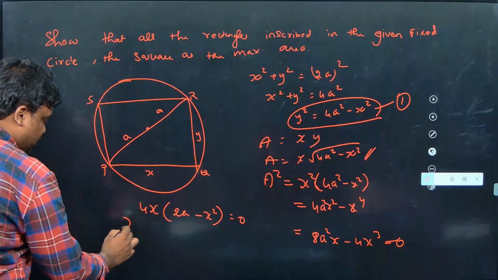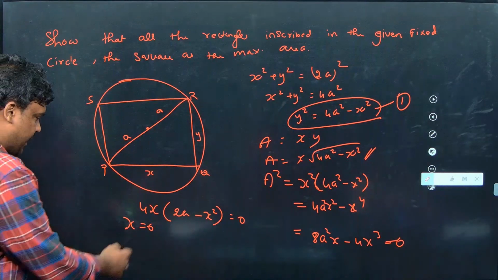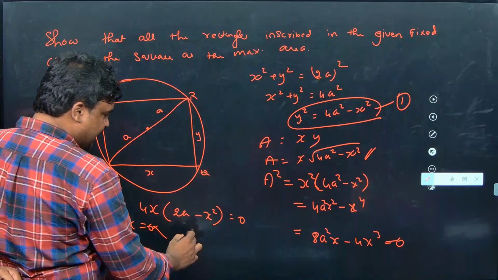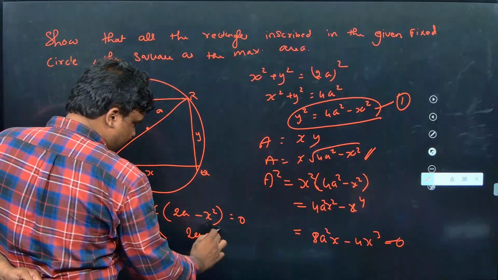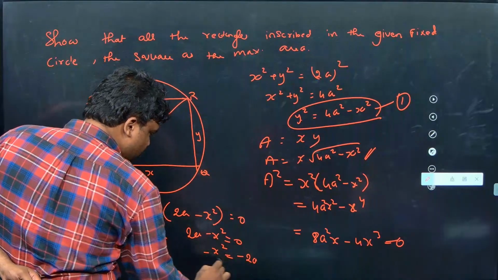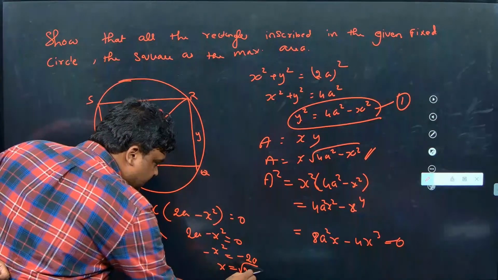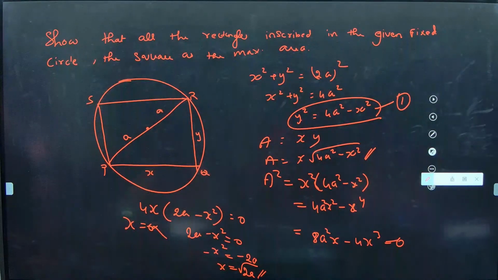So now x should be 0, which is not possible because it's the length of the rectangle or square, so it cannot be possible, so I'll eliminate that. So 2a minus x square should be 0. For that, minus x square will become minus 2a, so x will become √2a. Guys, now I want to confirm x is equal to √2a is maximum.